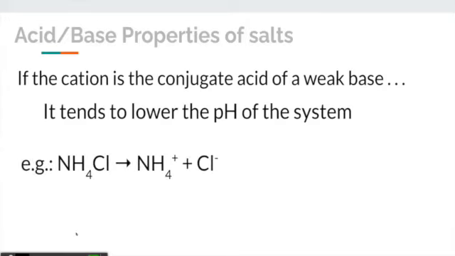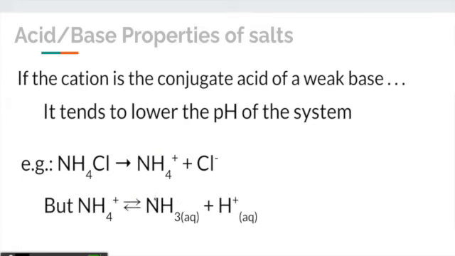Here's an example of that. In the salt ammonium chloride, the cation is ammonium ion. Ammonium ion is a conjugate acid of ammonia, and so it's going to ionize to produce ammonia and H plus. Because it's producing this H plus, it is going to lower the pH of the system.